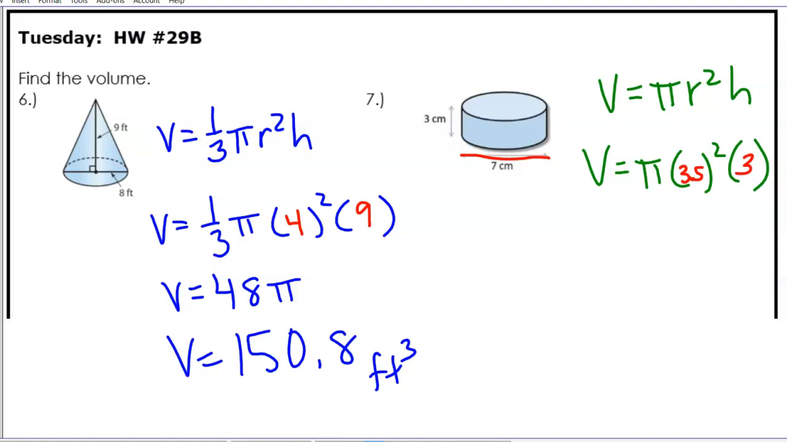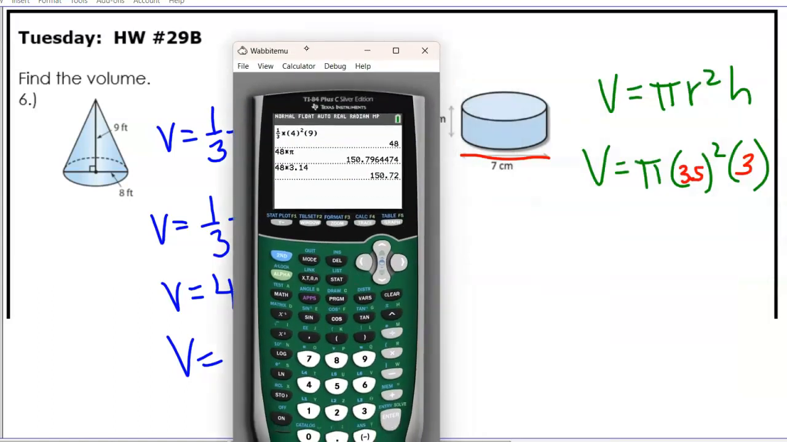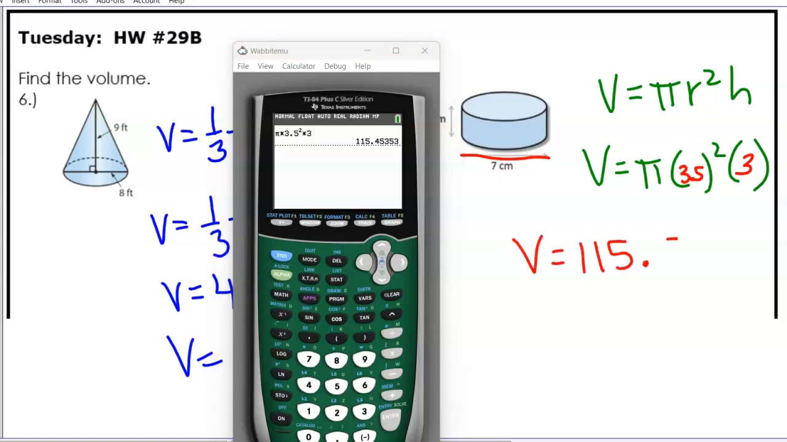So I'm going to type all that in my calculator now. I'm going to round to nearest tenth. So I'm going to type pi times 3.5 squared times 3. And it looks like I'm going to get 115.5 centimeters cubed.